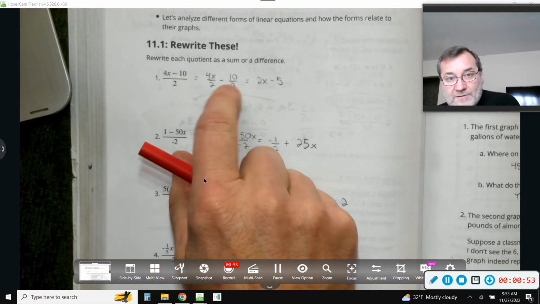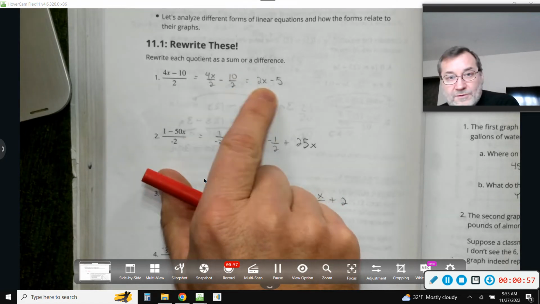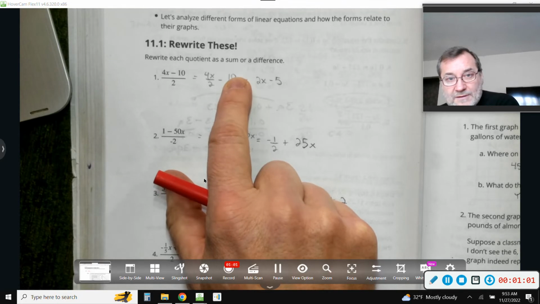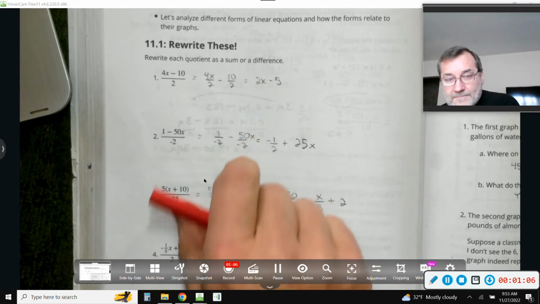And then since you have a single individual fraction, now you can reduce it. Well, 2 goes into 4 2 times, so you get a 2x. And 2 goes into 10 5 times, so it's a minus 5. So there's your final answer right there. You've reduced it to that.